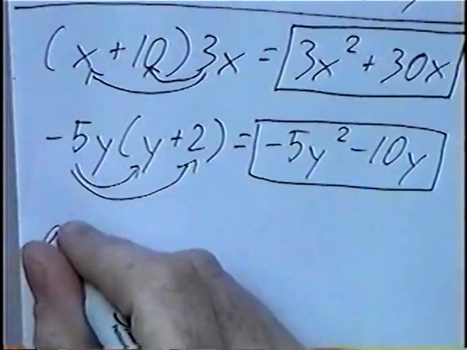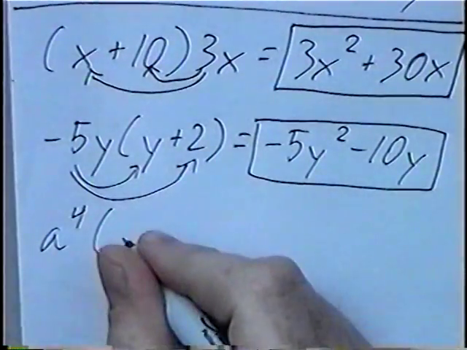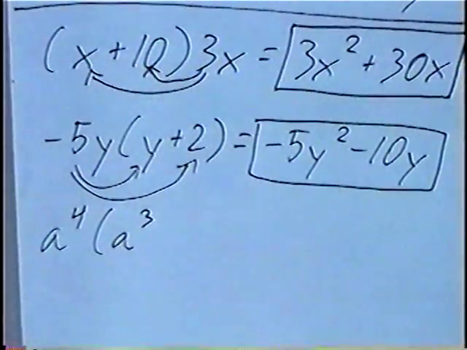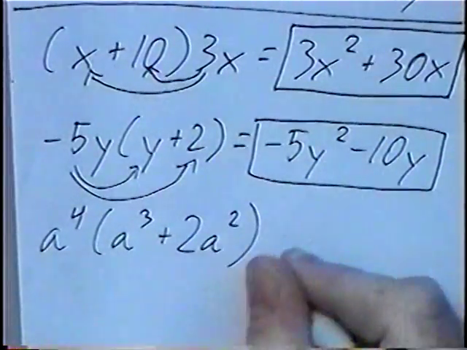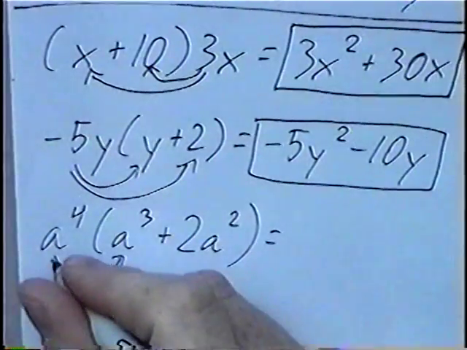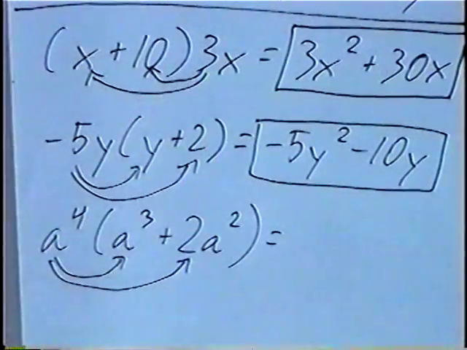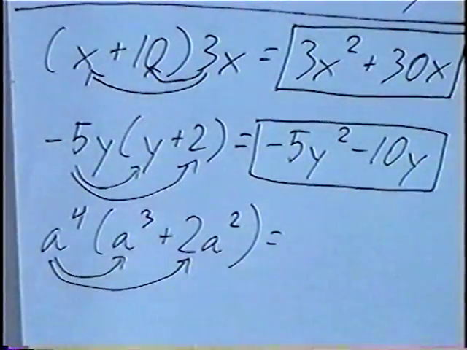Next question, a to the fourth power, and inside parentheses a to the third power plus 2a to the second power. And again, multiplying the term outside by each term inside the parentheses. A to the fourth power times a to the third power.